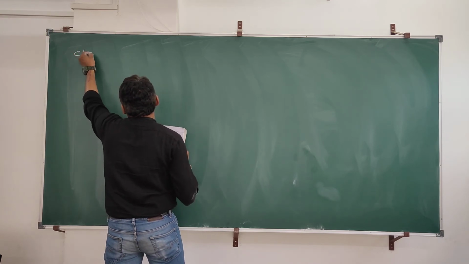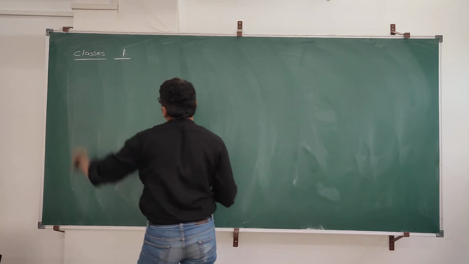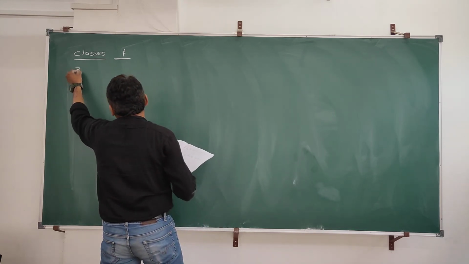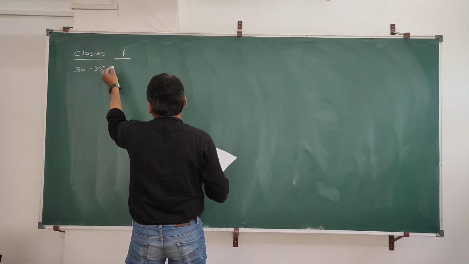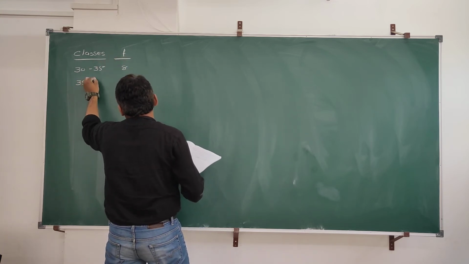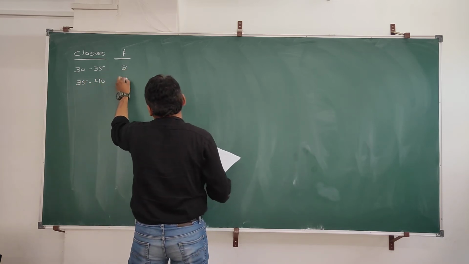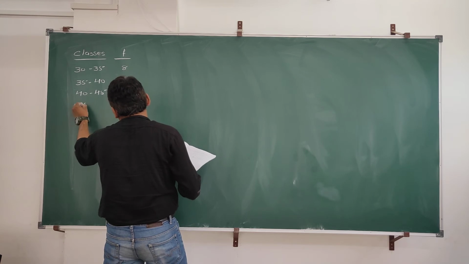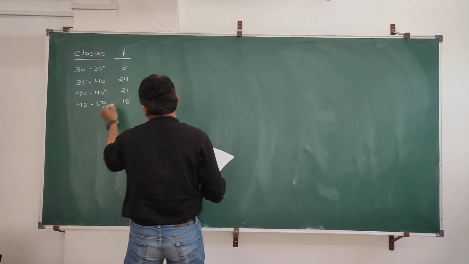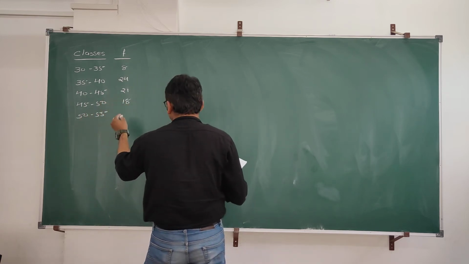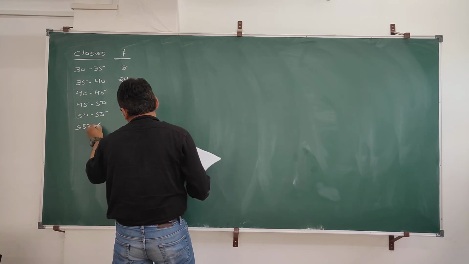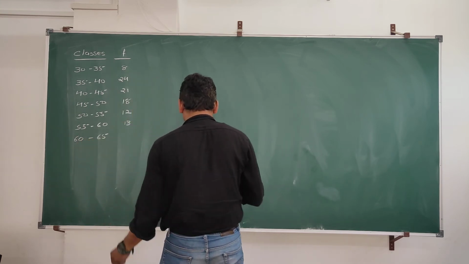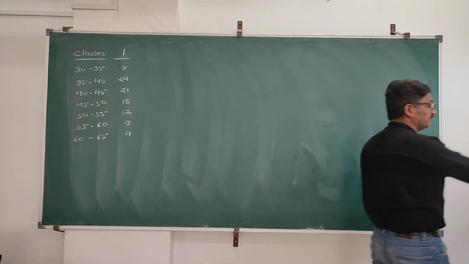Make two columns now. Classes and frequencies. In the classes column: 30 to 35, frequency 8. 35 to 40, 24. 40 to 45, 21. 45 to 50, 18. 50 to 55, 12. 55 to 60, 13. And 60 to 65, 4. This much information is given to you.